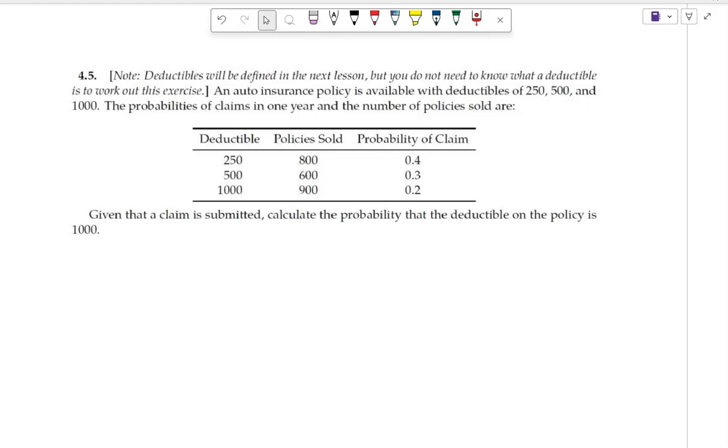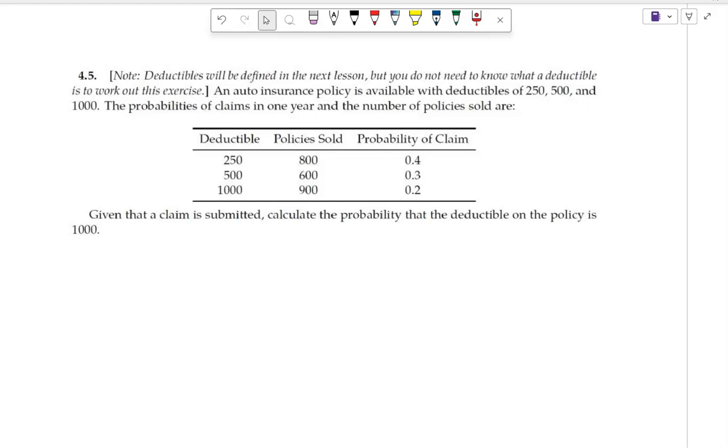Given a claim, the probability that the deductible is 1,000. Notice that's not the probability that you're given. You're given the probability of a claim, and it's asking us for the probability of a deductible of 1,000. Given a deductible of 1,000, you can figure out the probability of a claim easily. It's written there for you.